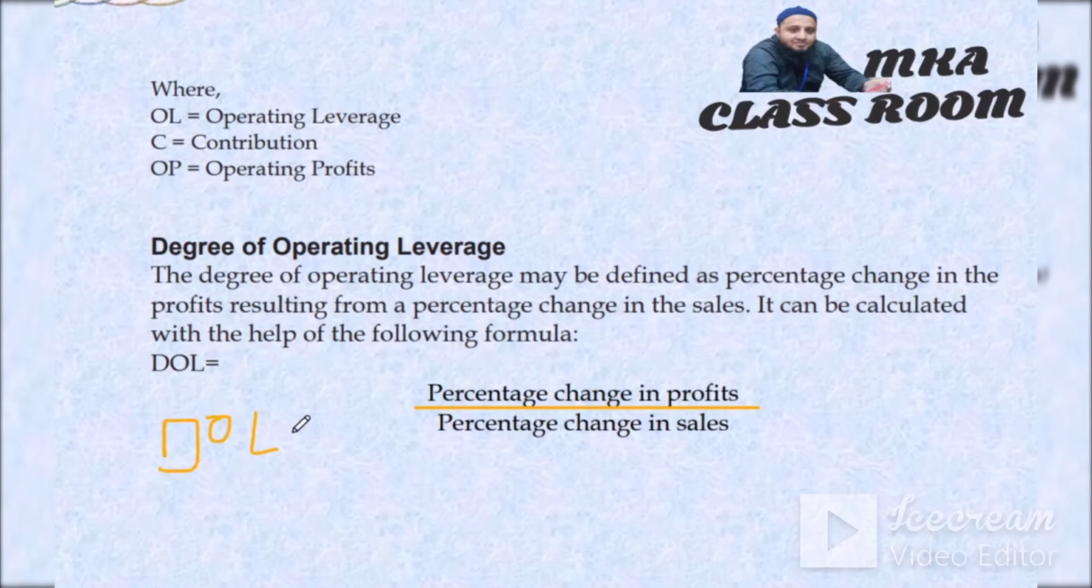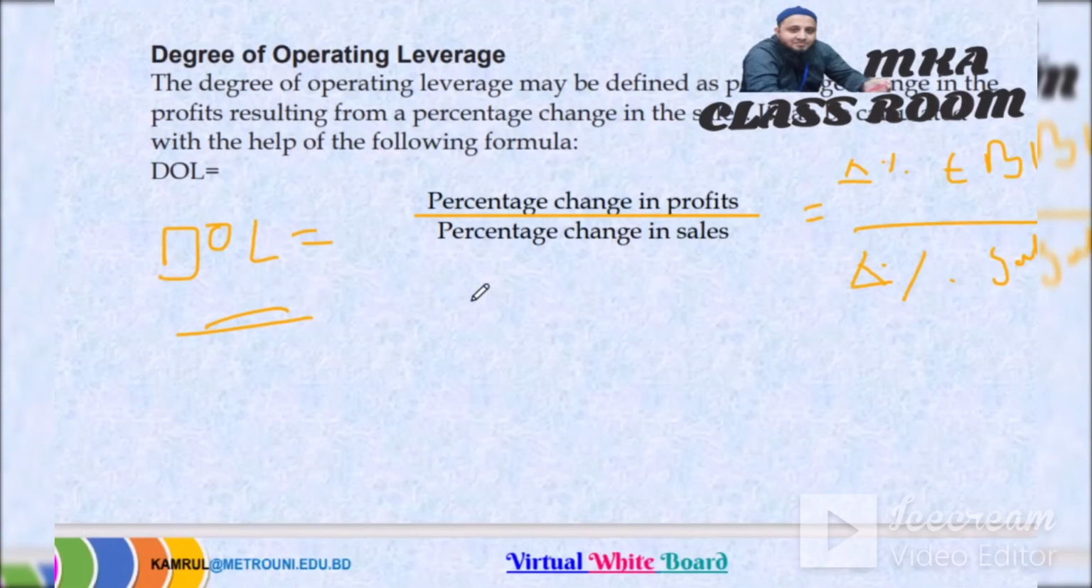DOL, degree of operating leverage, equals percentage change in profit divided by percentage change in sales, or you can call it percentage change in EBIT, earnings before interest and tax, divided by percentage change in sales. That is DOL.